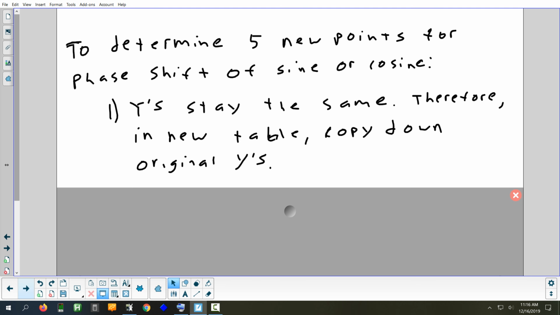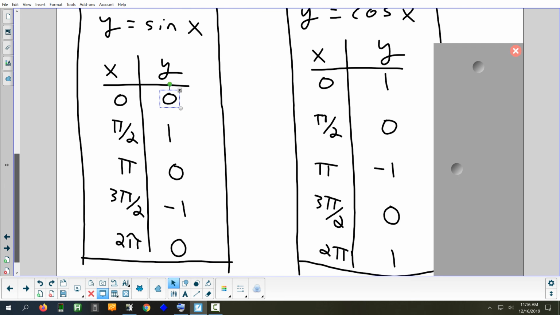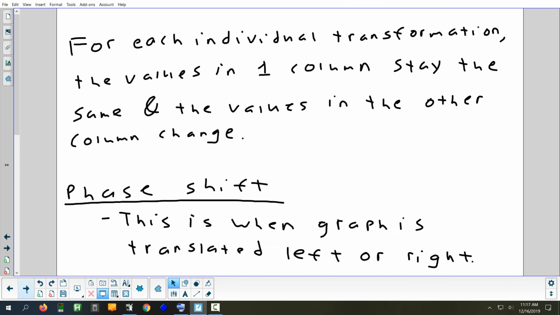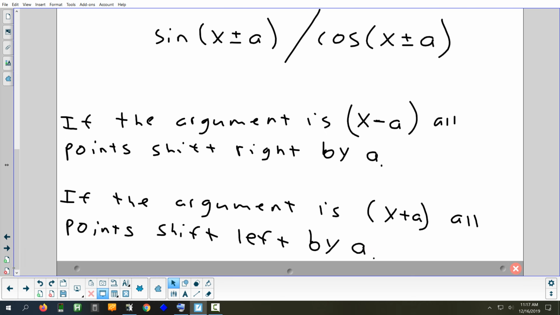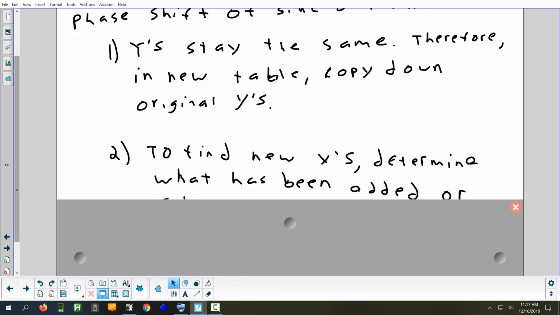Now, unfortunately, when the Y's stay the same, that means the X's are going to change. Go back to your table for a second. I don't know about you, but if I look at these two columns, I think the X's are more complicated. They're all fractions, and they all have pi. So unfortunately, when we do a phase shift, you're going to have to deal with all the fractions with pi. So, Y's are going to stay the same.